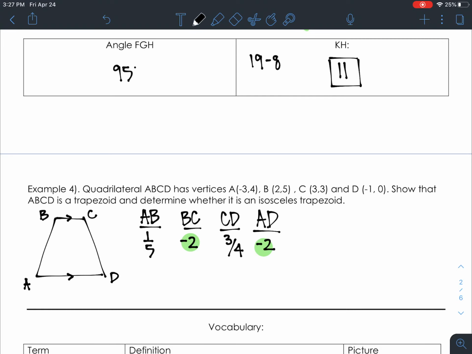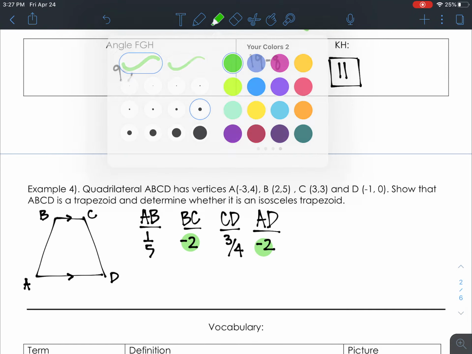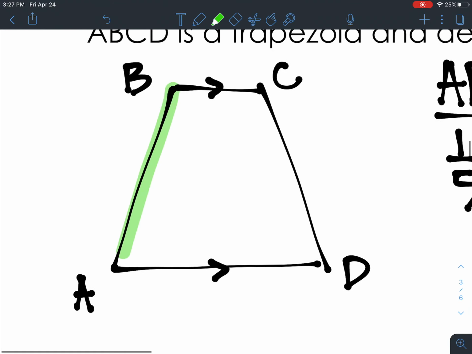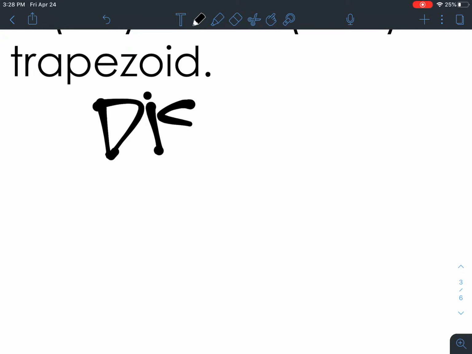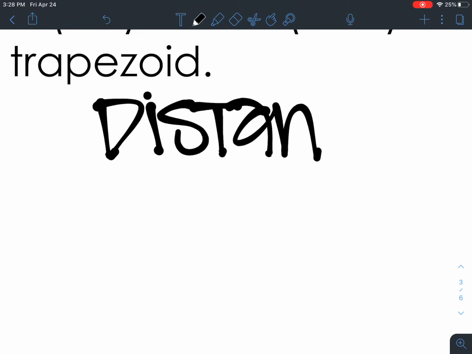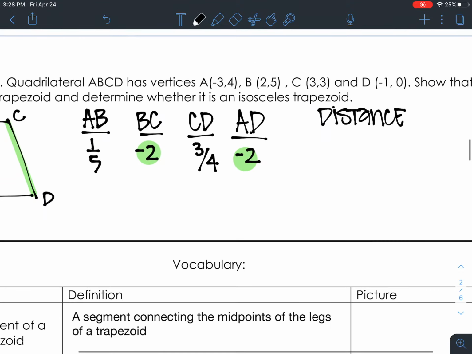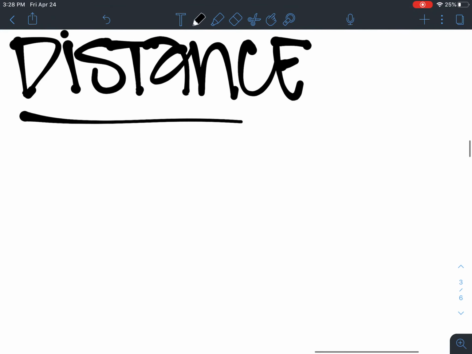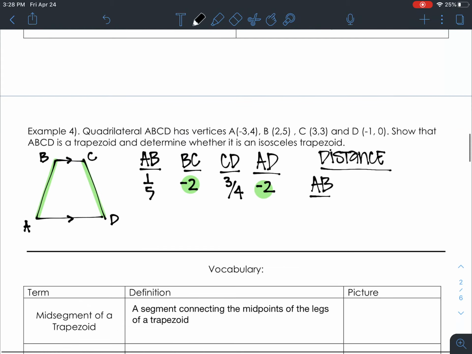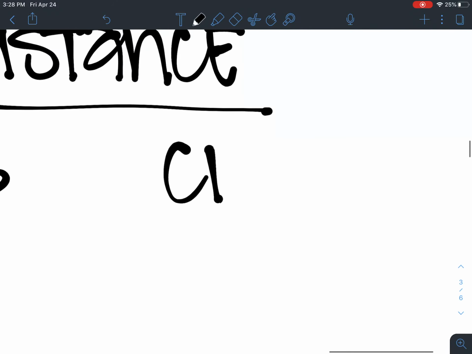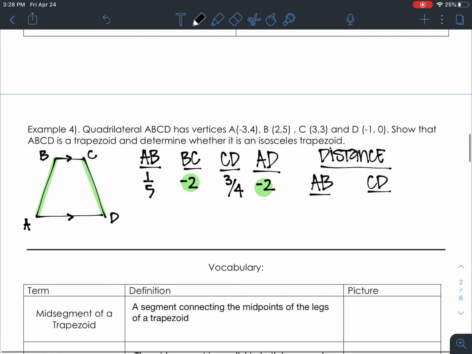So what would we do now to determine if it's isosceles? Well, to make it isosceles, we would want to know if this side length of AB is congruent to this side length of CD. So what we're going to do now is find the distance of AB and of CD. We're going to find the distance of those two segments.